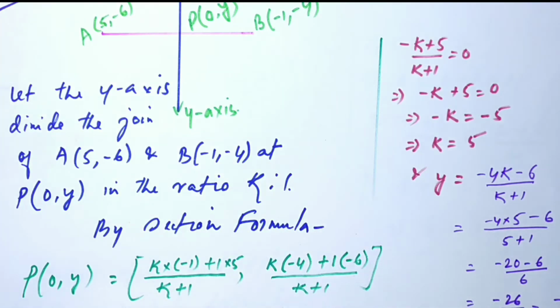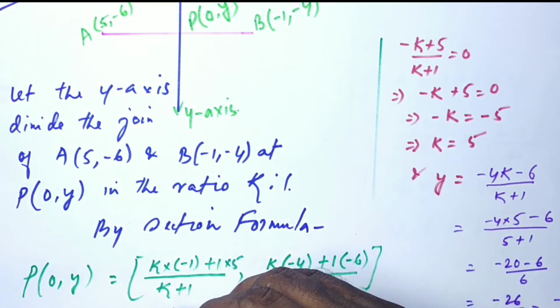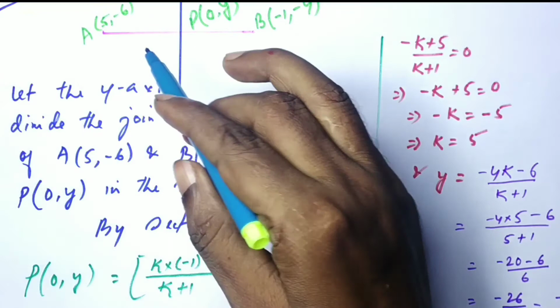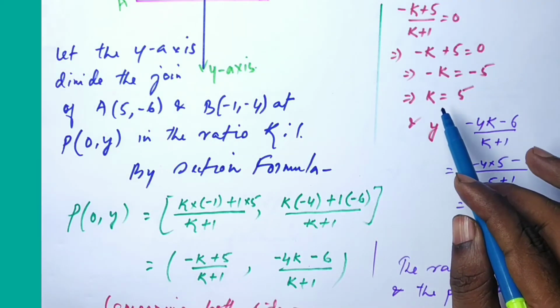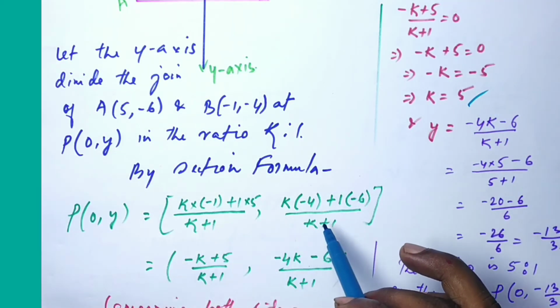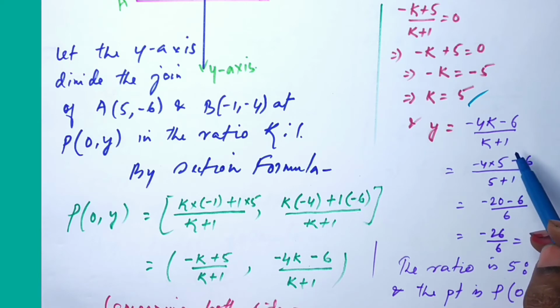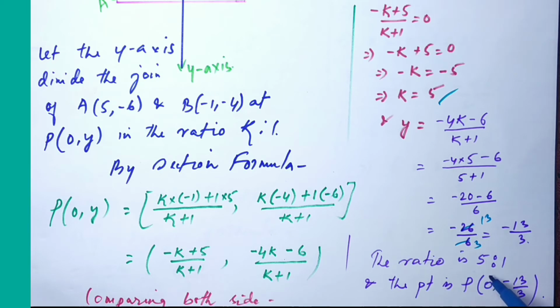So by section formula, we have P(0, y) equal to k into minus 1 plus 1 into 5 divided by k plus 1, and k into minus 4 plus 1 into minus 6 divided by k plus 1. So minus k plus 5 by k plus 1 is 0. So we get k value as 5, and y is equal to the second one, minus 4k minus 6 divided by k plus 1. So we put the value of k as 5 and we get the answer as minus 26 by 6, which is minus 13 by 3. So thus the ratio is 5 is to 1 and the point is P(0, minus 13 by 3). This is our answer.